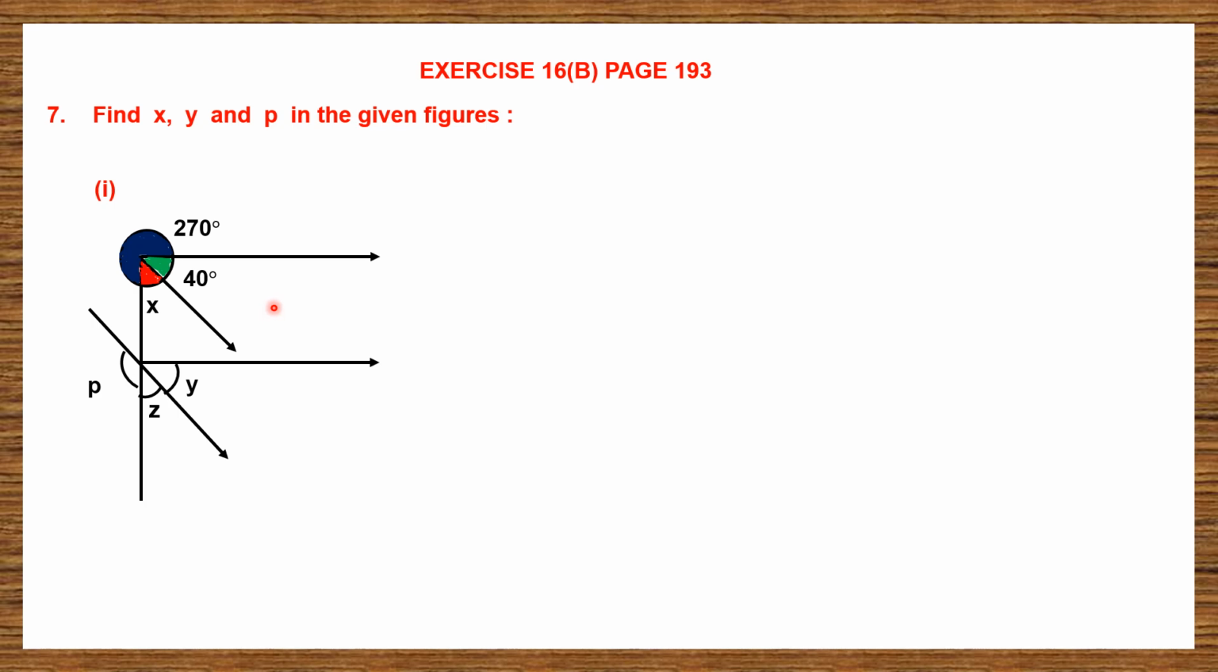And what do we know about angles around a point? We know that angles around a point equals 360 degrees. When you add up all three angles, it will add up to 360 degrees. So let's try that. That means x plus 40 degrees plus 270 degrees is equal to 360 degrees. So now from this, we can make this a linear equation and find the value of x.